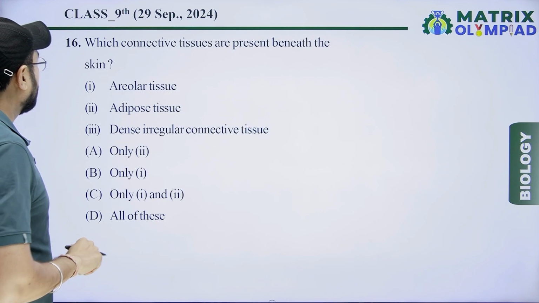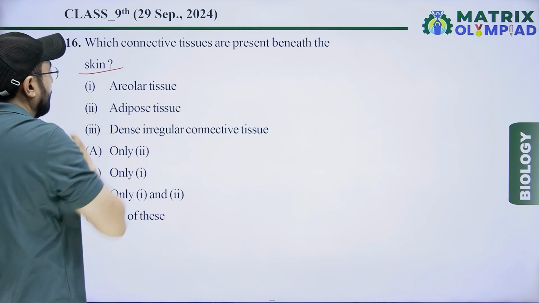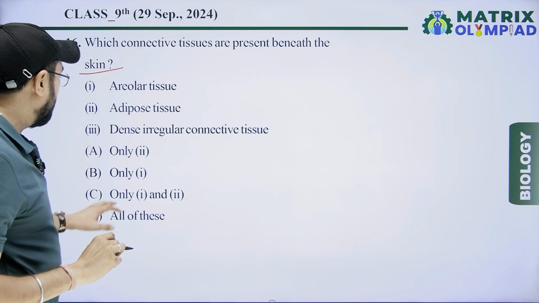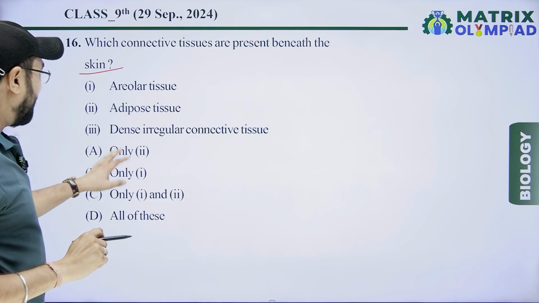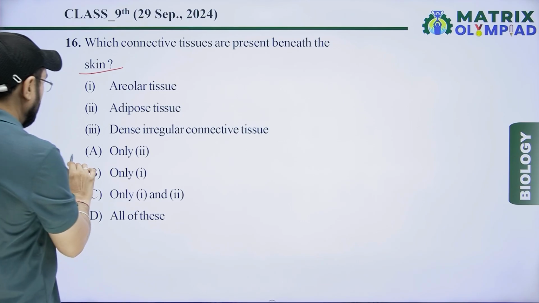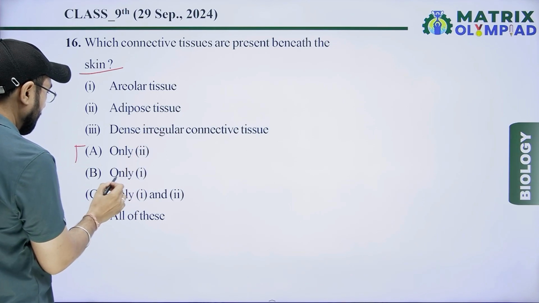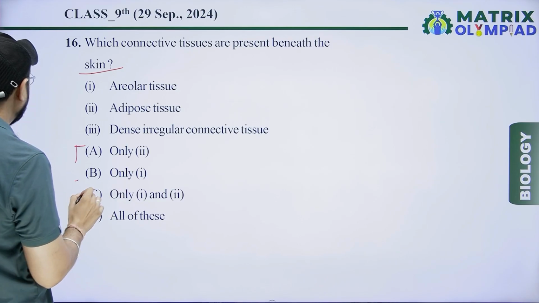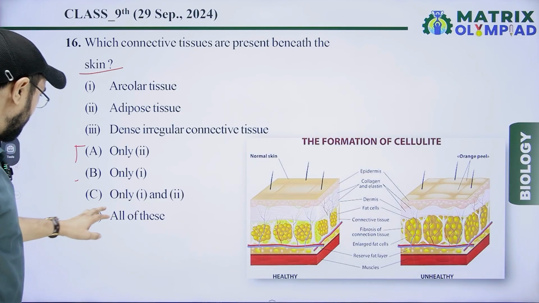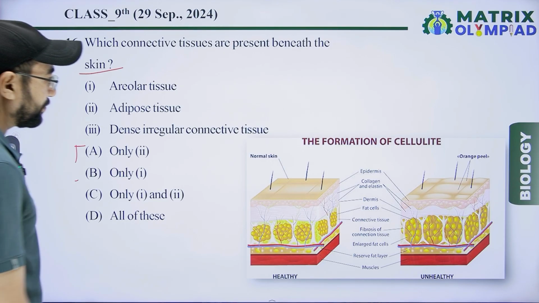Next one is, which connective tissues are present beneath the skin? Areolar tissue, adipose tissue, dense irregular connective tissue. Option A is only second. Option B is only first, and then first and second, and all of these.